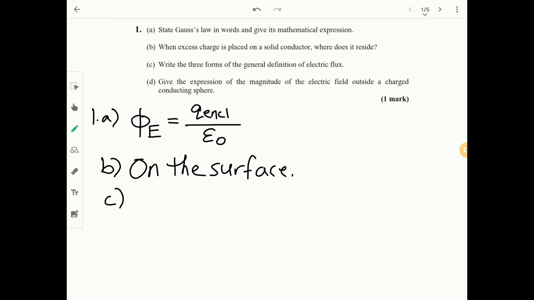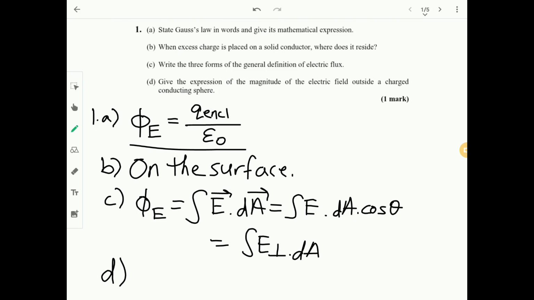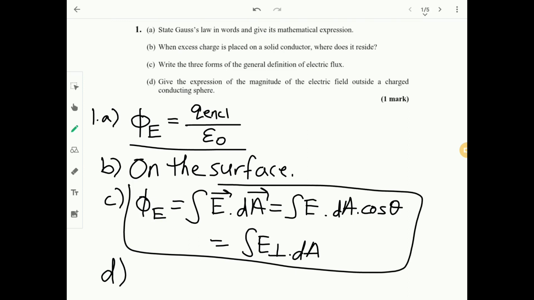C. Write the 3 forms of the general definition of the electric flux. Other than this one that I've underlined, there are 3 other equivalent equations. So let's write that. Phi E is equal to the integral of the electric field vector dotted with the area vector, which is equal to the electric field times dA times cosine of the angle between them, which equals the perpendicular electric field times the area. Just memorize these 3 equations. You don't need to know the derivation, just memorize. I'm just boxing this.